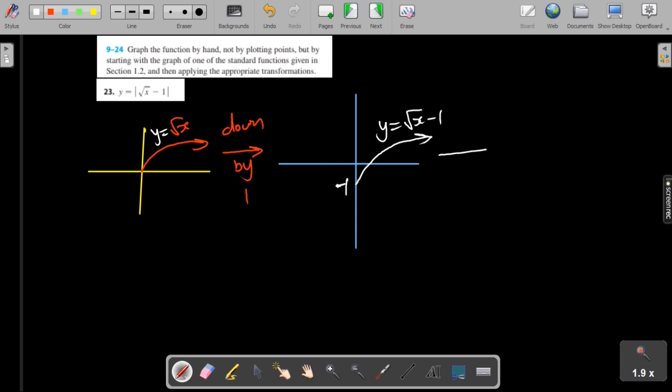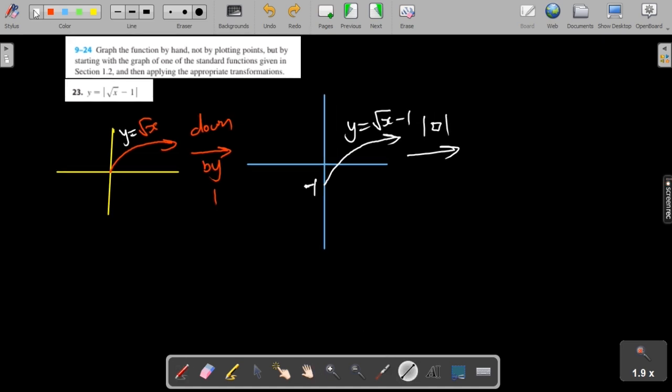So finally we're going to apply the absolute value. So we're going to apply the absolute sign, and what this does is it ensures that we never have a negative y essentially. So that negative portion there would be reflected about the x. So it will come up, and this is what it would look like.